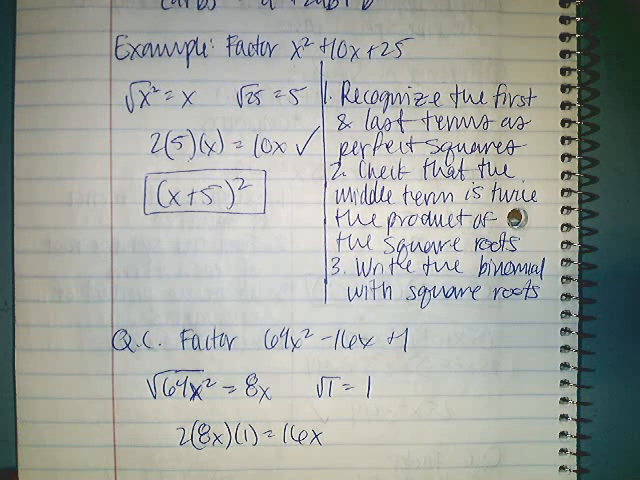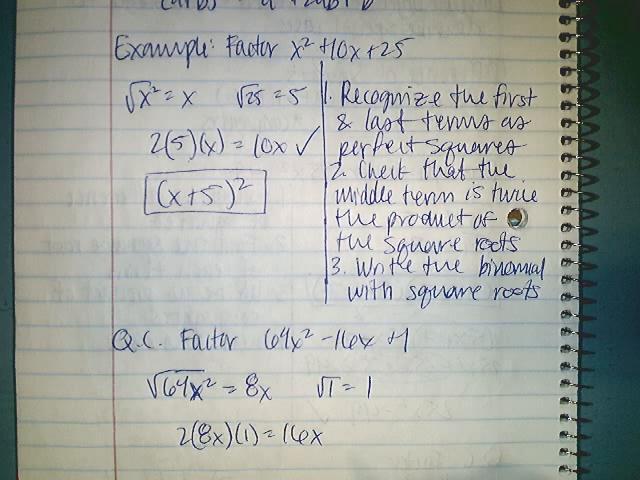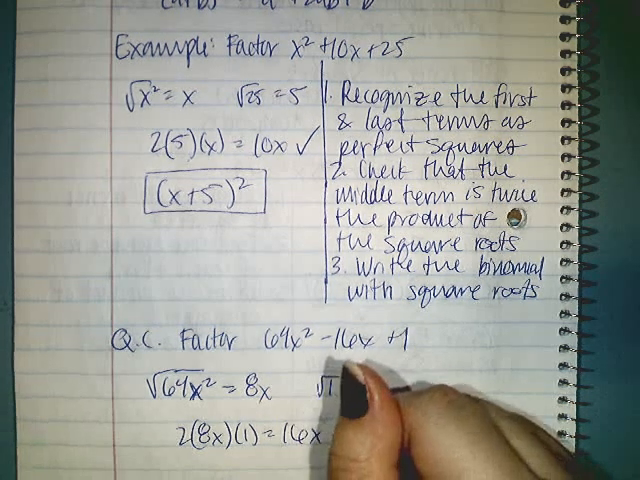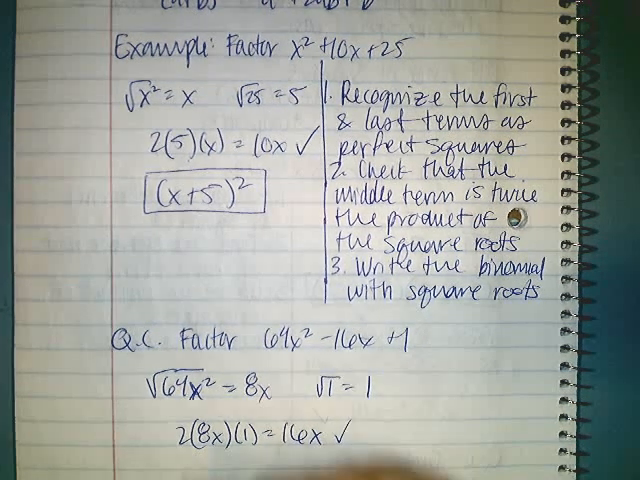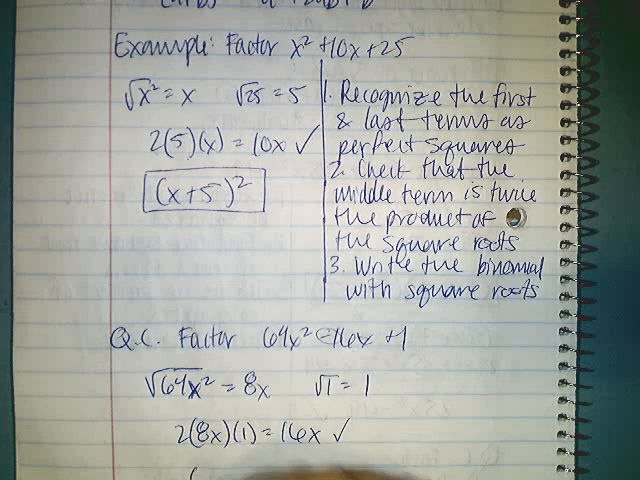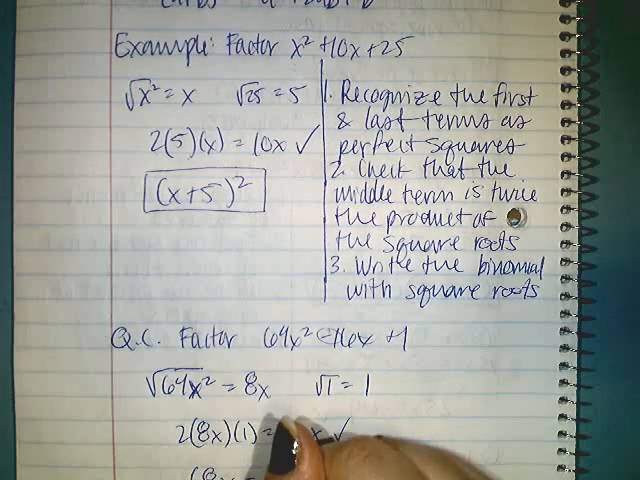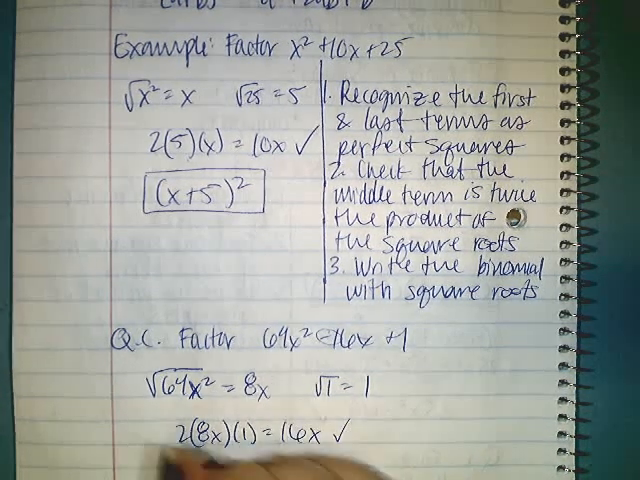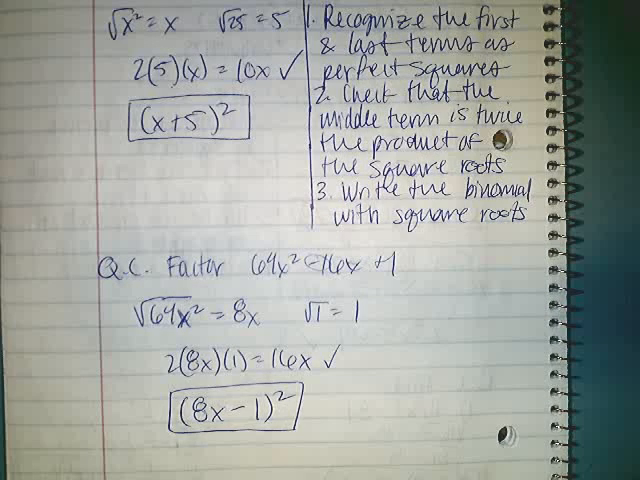This time, since it's negative, I know that I need to account for that. So I'm going to make my in-between sign negative. So since this is negative, I'm going to write 8x minus 1 squared. And that will be my answer.